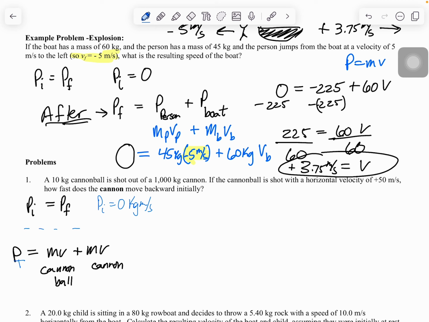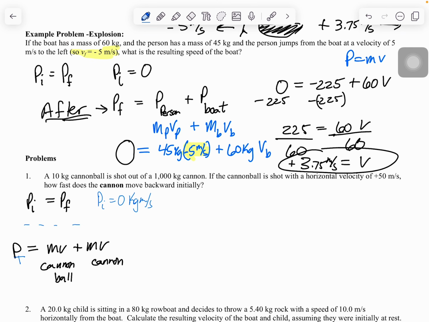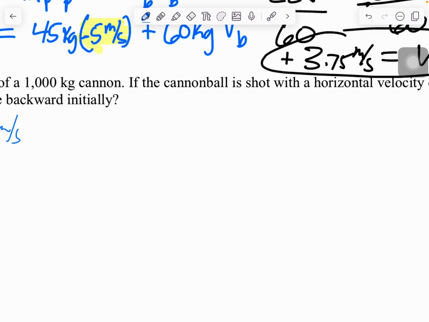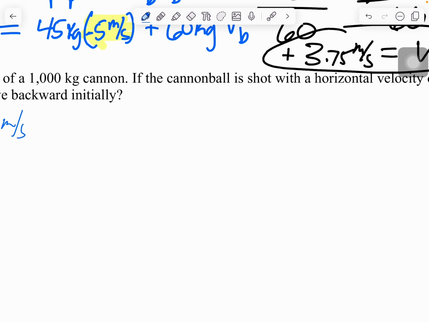And so this is what we're going to do: we're going to take our mass times velocity of the cannonball plus the mass times the velocity of the cannon. And we're going to set that equal to the total momentum, which is 0. So let's go ahead and do that. And remember, I've provided this video for you, so if you need to go back and look at it again on your own, you can.